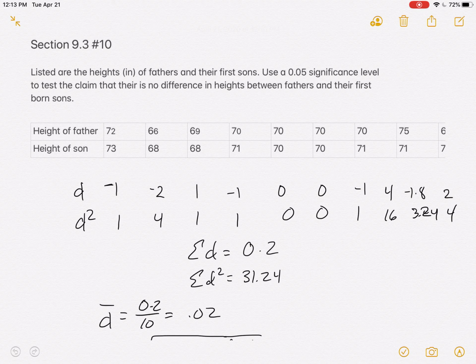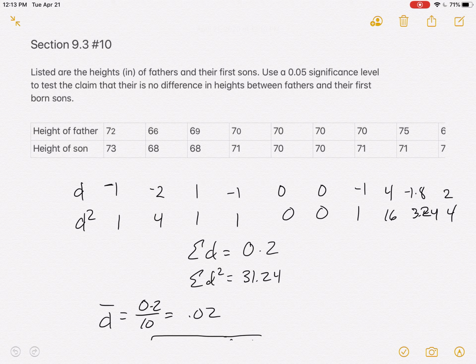All right, for our last example from section 9.3, we are going to do exercise number 10. And what you know by now, if you've been in this at all, is that one of the first things you need to find is the differences. Everything's about the differences. So listed are the heights of fathers and sons, and they want us to use a 0.05 significance level to test the claim that there's no difference in those heights between fathers and sons. Well, we know we're going to have to get the differences, so that's what I would suggest to do first.